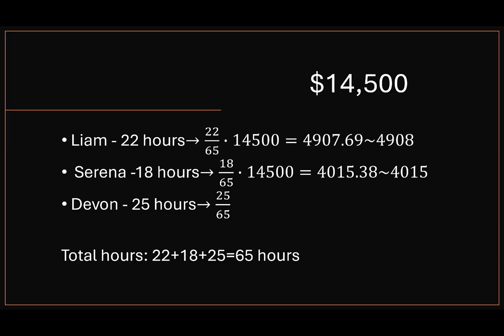Then to finish up, we'll multiply Devin's 25 over 65 by 14,500, which is $5,576.92, which we round to $5,577. Just as an optional bonus, I'm going to show you how to do this in Excel.